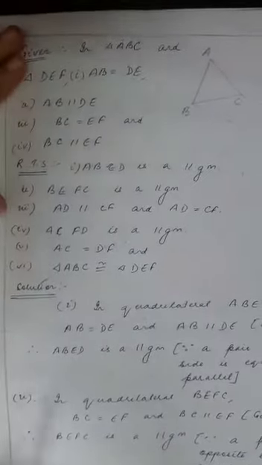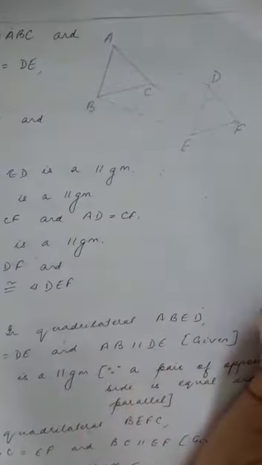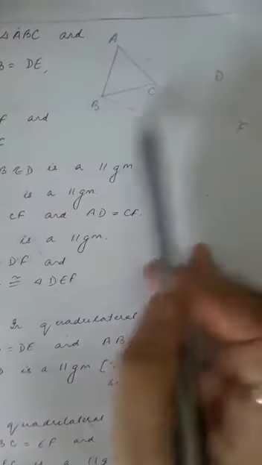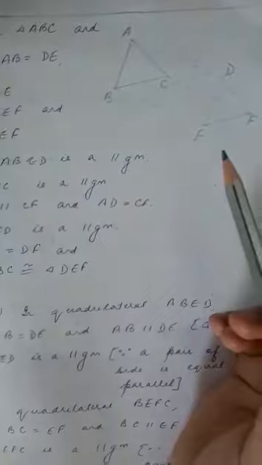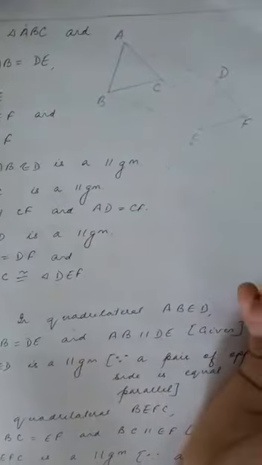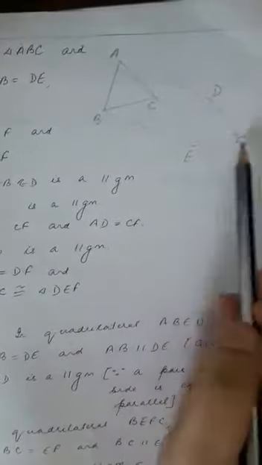Number 11. See the figure here. In this question, it is given that in triangle ABC and in triangle DEF, AB is equal to DE. Then again, AB is parallel to DE. BC is equal to EF and BC is parallel to EF. We need to show that ABED is a parallelogram, BEFC is a parallelogram, AD is parallel to CF and AD is also equal to CF, ACFD is a parallelogram, AC is equal to DF and triangle ABC is congruent to triangle DEF.